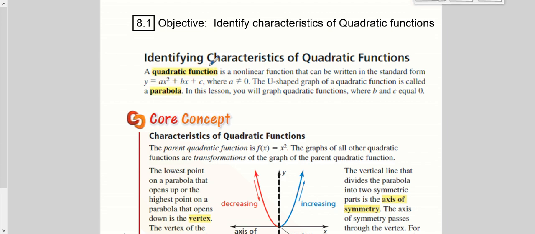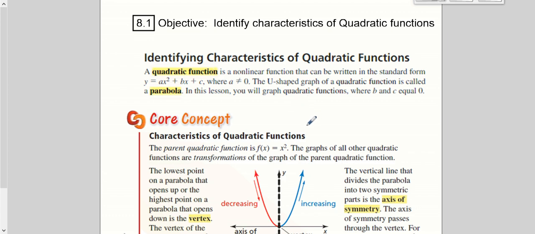A quadratic function is a nonlinear function that can be written in the standard form, y equals ax squared plus bx plus c, where a is not equal to 0. The U-shaped graph of a quadratic function is called a parabola. In this lesson, you will graph quadratic functions where b and c equal 0. That will allow us to focus on the effects of the value of a.